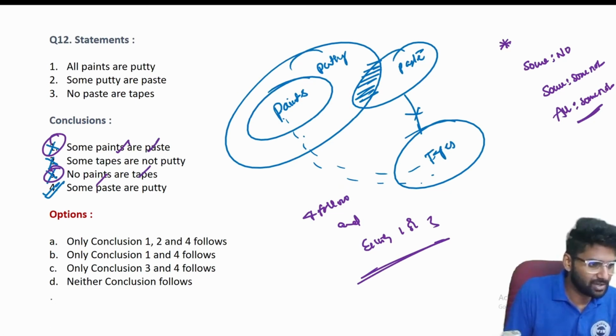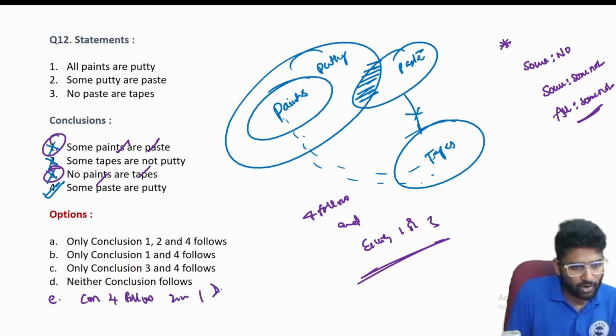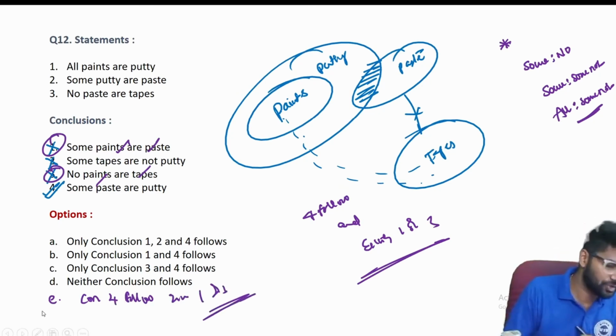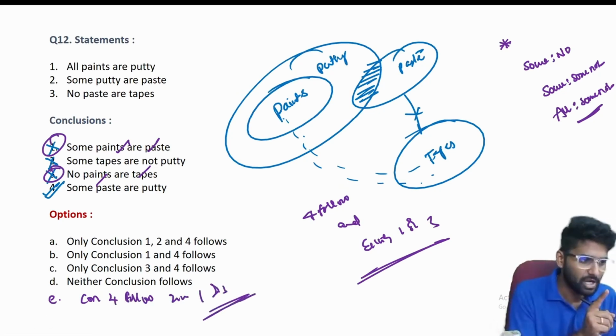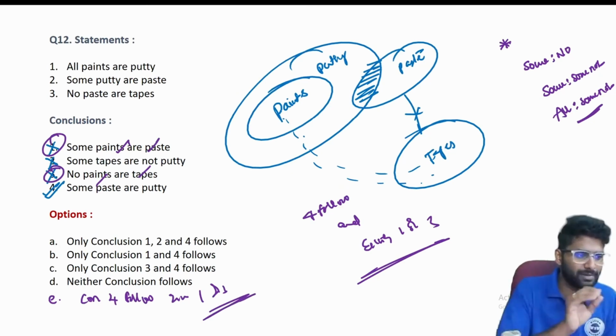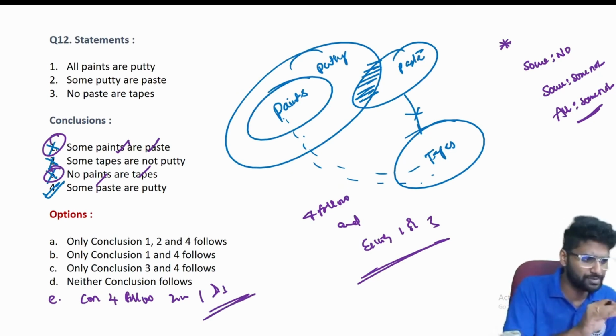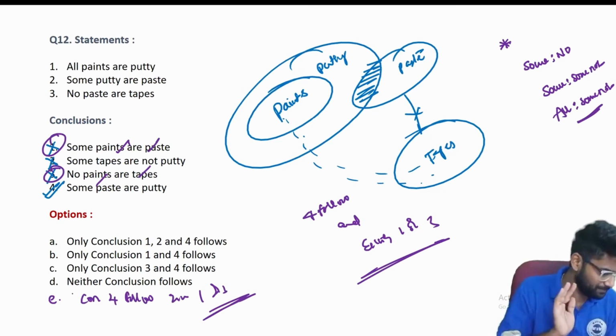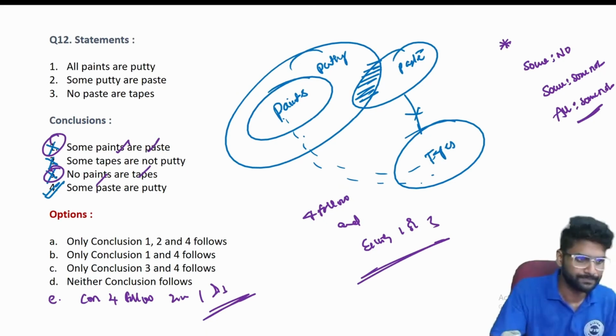Guys, this is completely wrong. They are missing this option, guys. Here, conclusion 4 follows, and either 1 or 3 follows. Guys, you have to choose this option. Don't choose "neither nor". Why? Because conclusion 4 is the valid one. Either 1 or 3 is also possible, but it is not an exact one. Don't choose the option 1, 3, 4, it is an invalid one. In this case, you have to choose this option. I forgot to mention this option.